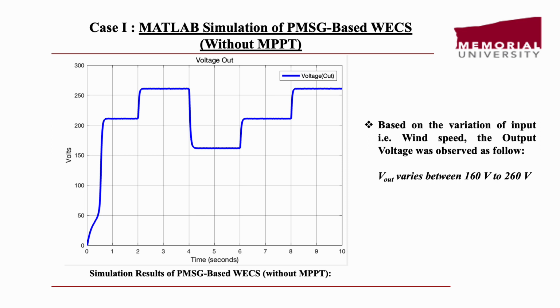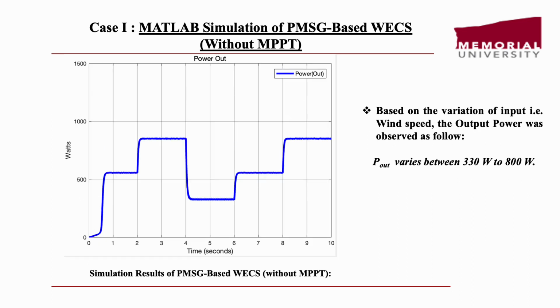This is the output voltage. You can see that the output voltage varies from 160 volt to 260 volt as the wind speed changes, and accordingly this is the power output, which varies from 330 watt to 800 watt according to the input, which is obviously the wind speed.